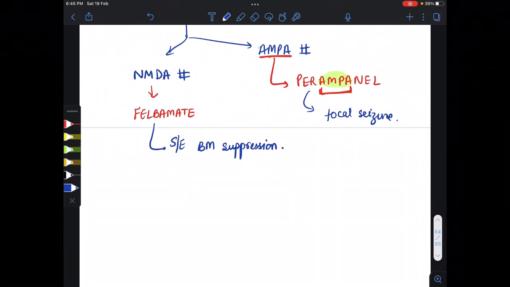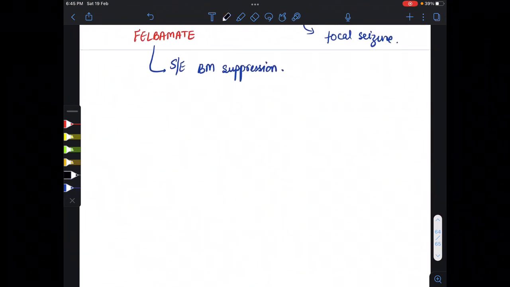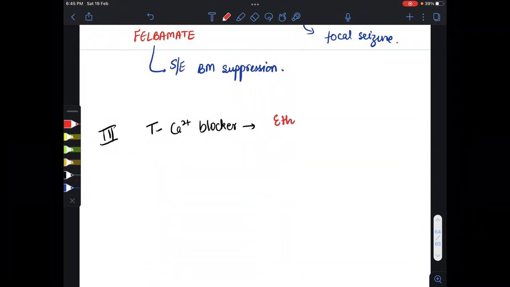Now, after the glutamate receptor, we have the third receptor type, where we have to block the calcium channel and the sodium channel. For the calcium channel blocker, we have the T-type calcium channel blocker. We have to block the T-type calcium channel, and the drug name is ethosuximide.